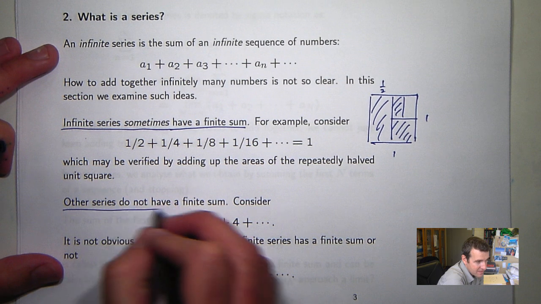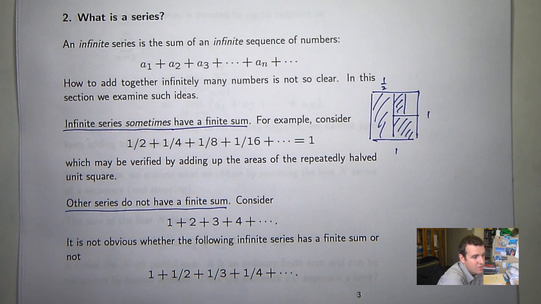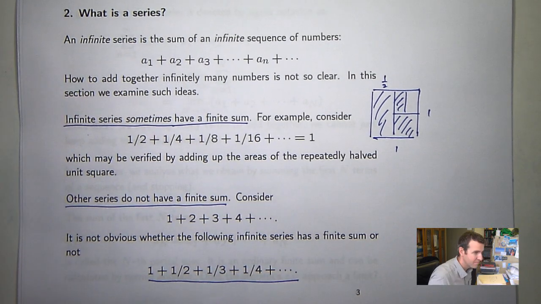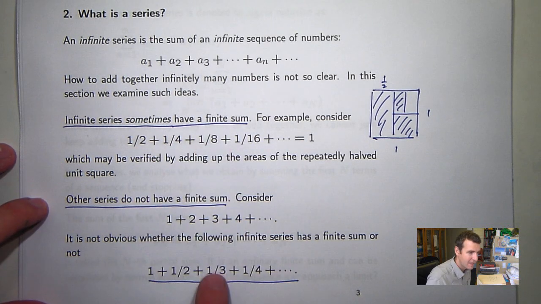Now there are other situations when you add up an infinite number of things and it goes off to infinity. So 1 plus 2 plus 3 plus 4, obviously it's got to go off to infinity. And think about this, 1 plus a half plus a third plus a quarter, well, it's not obvious whether that's a finite sum or it goes off to infinity, because it looks a lot like the one that I did with the area of the square.